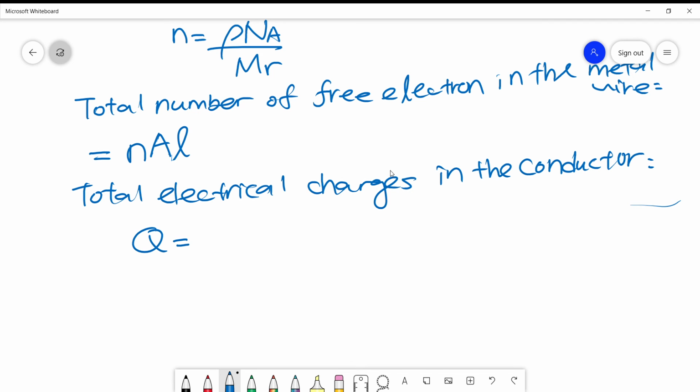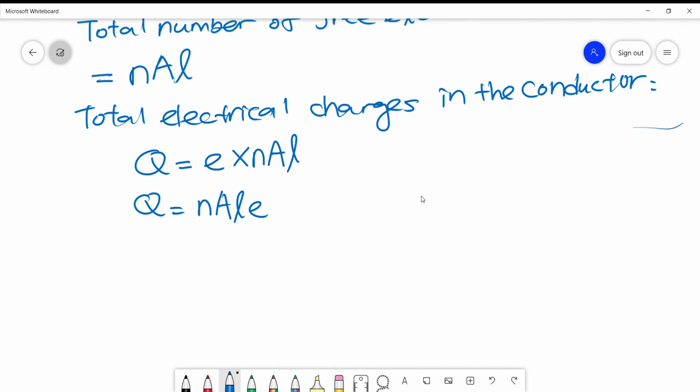So my Q is equal to the charge of an electron multiplied by the total number of free electrons inside the wire, which is nAL. So nALe is the total electrical charges in the conductor.